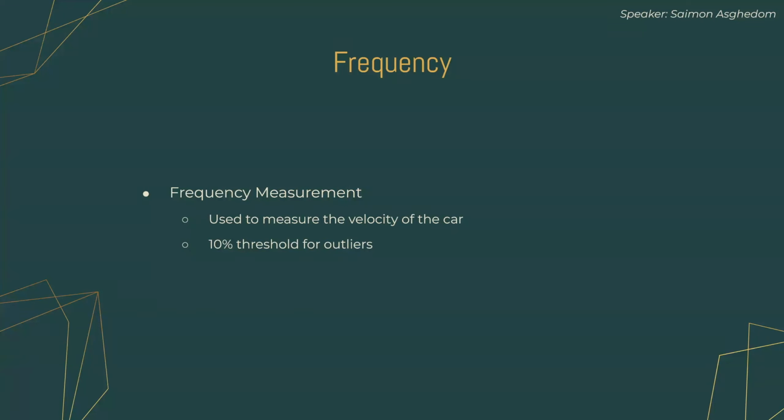The frequency measurement feature is designed to accurately measure the velocity of the car using the frequency of the wheels. There might be some outliers due to inconsistencies with the microcontroller sensor, so we have a function that filters out the outliers to provide a more accurate speed measurement. It uses a 10% threshold to identify those outliers. If the difference between the current frequency and the previous frequency exceeds that threshold, it is considered an outlier. When an outlier is detected, the algorithm uses the previous frequency value to recover from that outlier state.